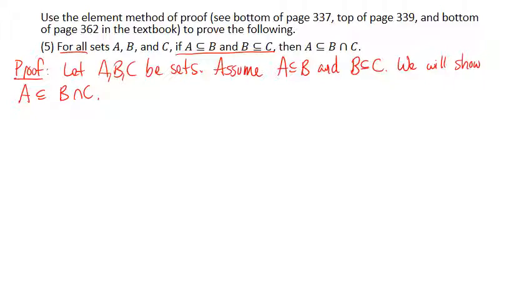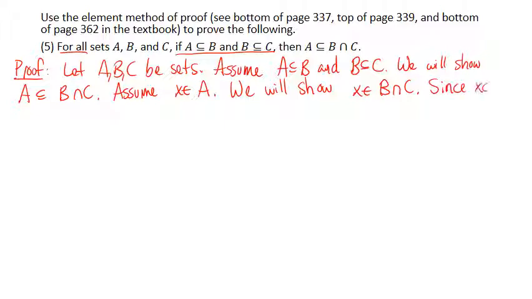So how do we show something is a subset of something else? We're going to assume, or let, or suppose that X is an element of the first set, A, and then we will show that X is also an element of the second set, B intersect C. Let's go ahead and try this. So what do we know? So far, all we know is that X is an element of A, so we're going to have to use that. And then we're going to have to use our other assumptions, that A is a subset of B and that B is a subset of C.